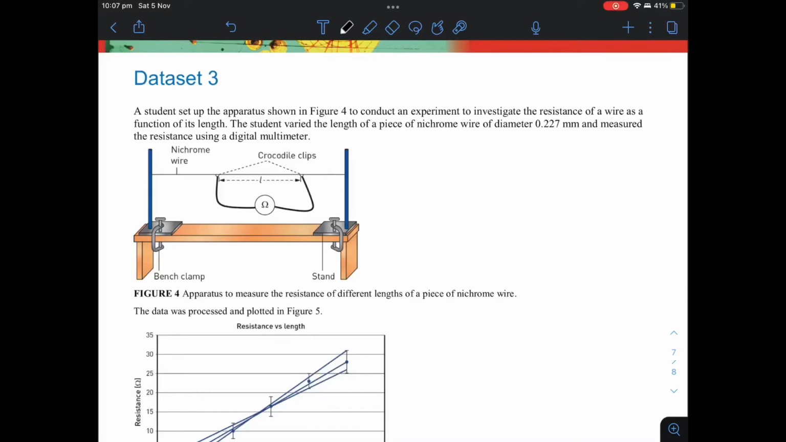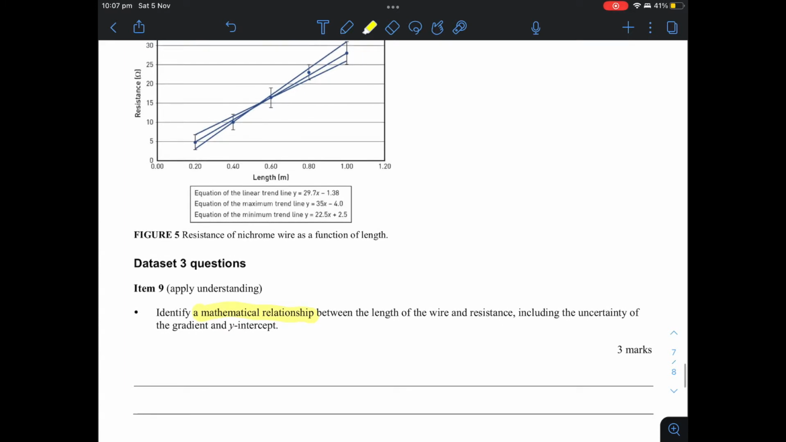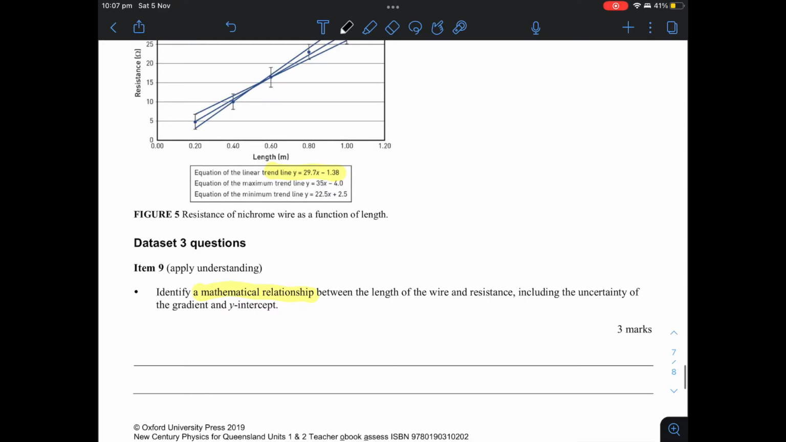Okay, we've got another data set question here. We're measuring resistance versus length of a wire. I'm going to find the mathematical relationship. So looking at the graph, the linear trend line is a good fit to our data, so we can say that we have a linear relationship.